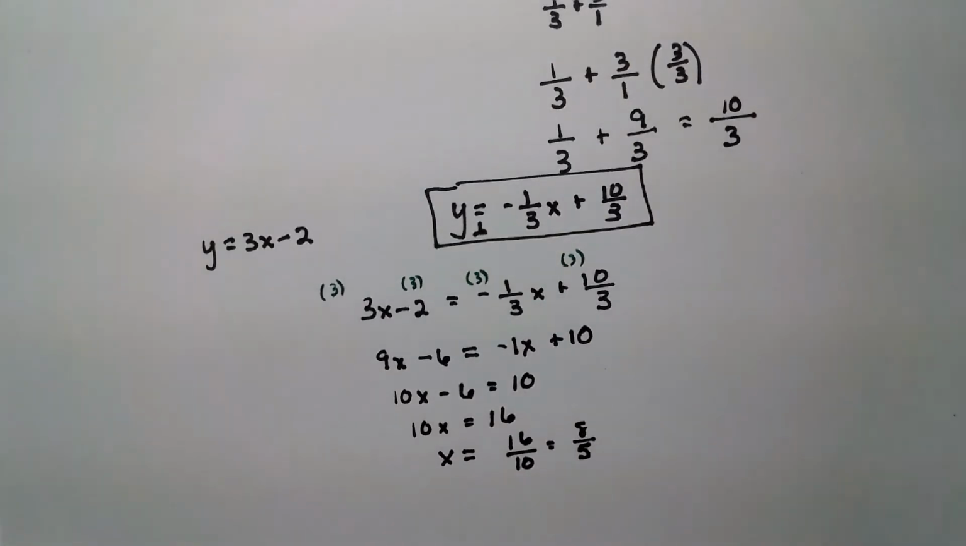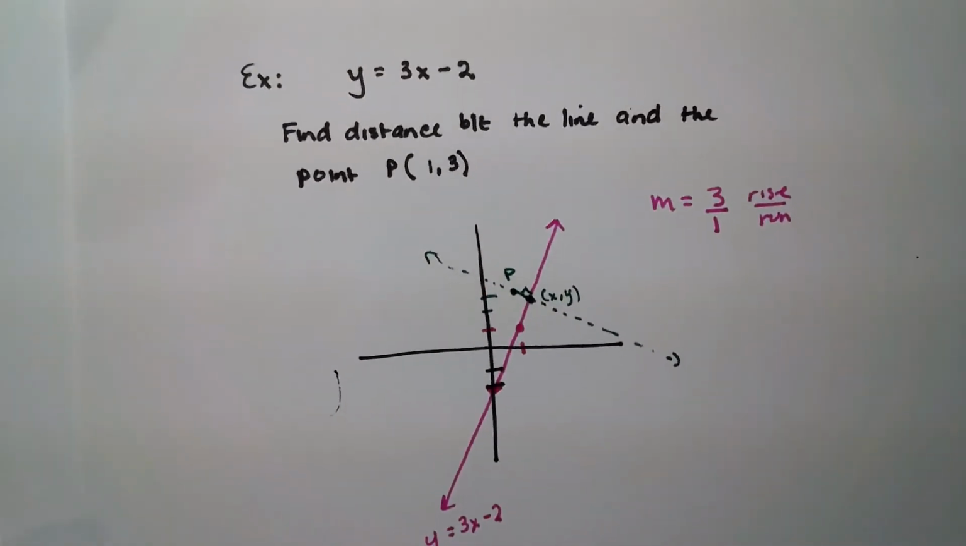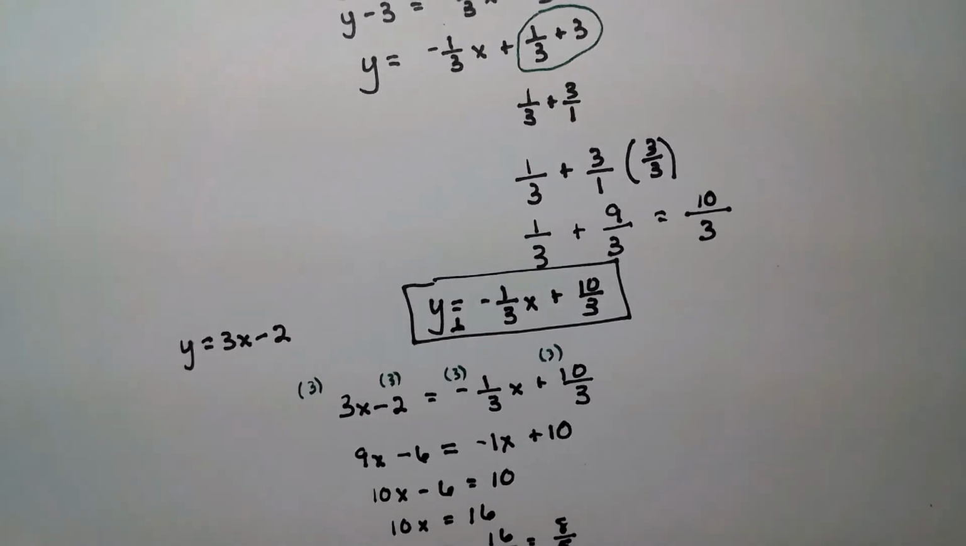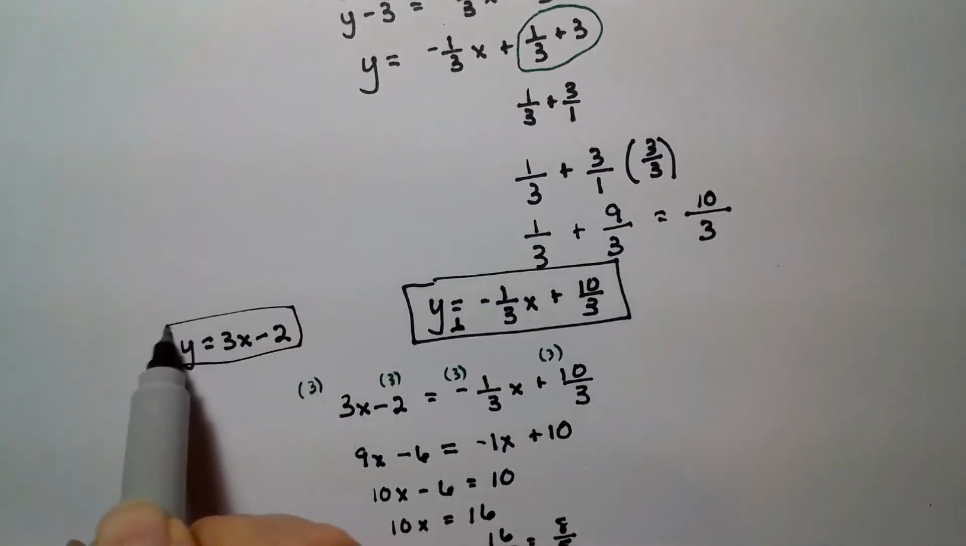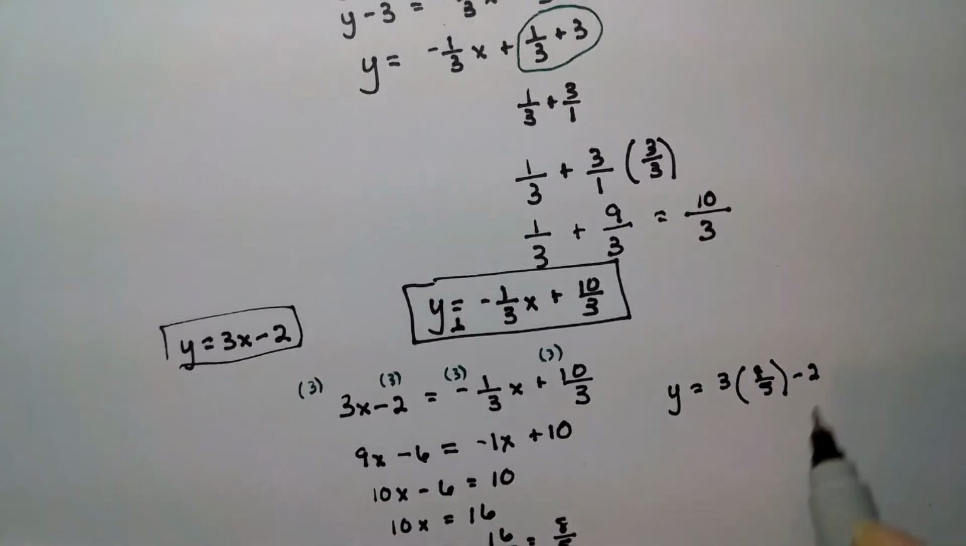To find y, I'm going to substitute that either into the first equation or the second. Okay, whatever's easier. I think the first equation would be a little bit better, and which is here. So I'm going to use y is equal to 3 times 8 fifths minus 2. That's 24 fifths minus 2. 3 times 8 is 24 over the common denominator. Put that over 1 if you need to.